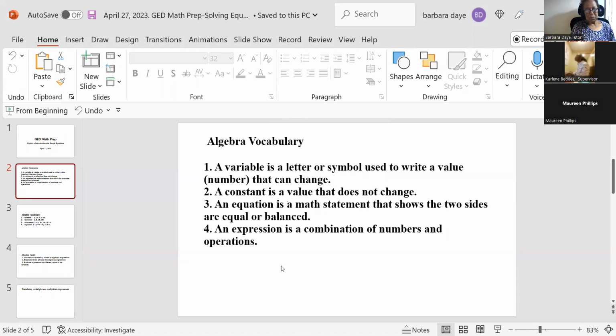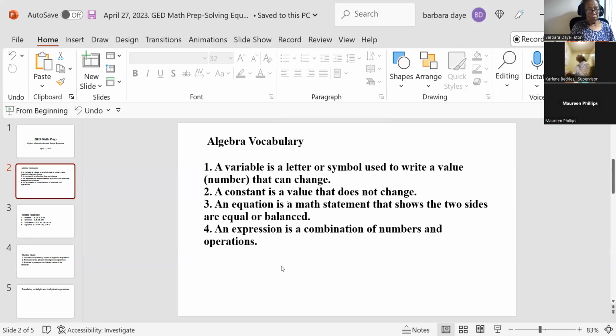A variable is a letter symbol used to write a value, and that can change. You've been giving me variables like n and p and x. Those are variables. So the difference in algebra and just regular problems is that algebra has variables, and most times that's what we're solving for. We're solving for those variables, right?